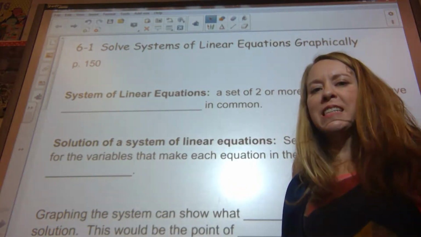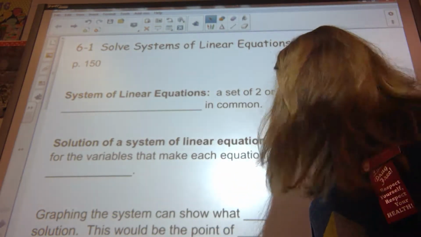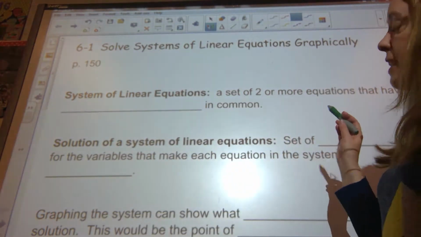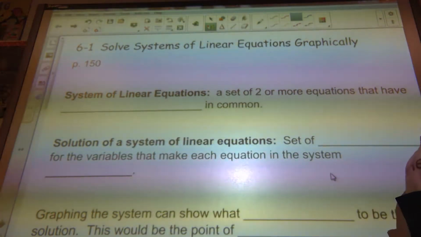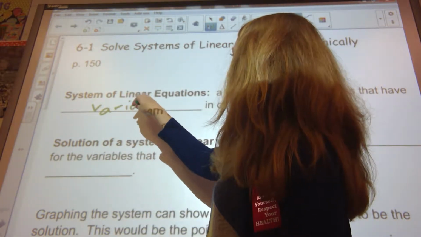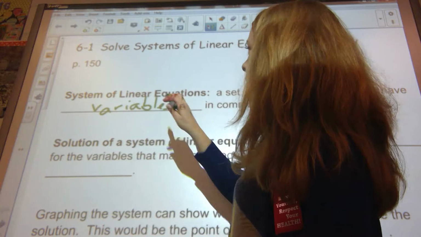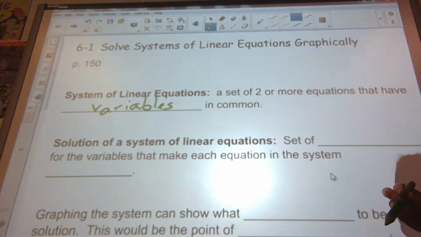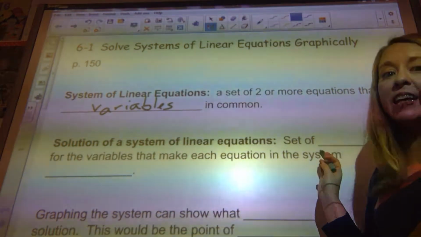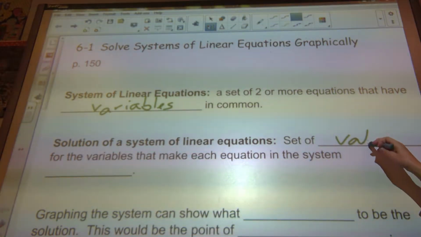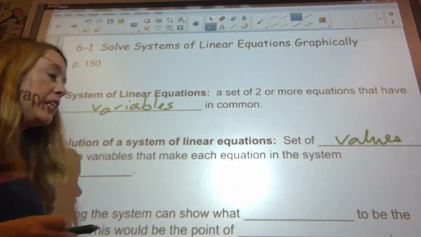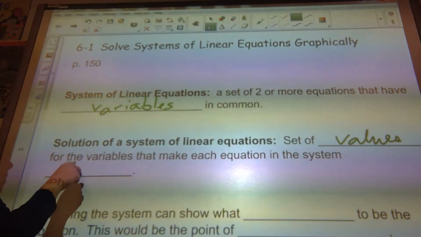Today we're solving systems of linear equations graphically. A system of linear equations is a set of two or more equations which have variables in common. The solution of a system of linear equations is the set of values for the variables that make each equation in the system true.